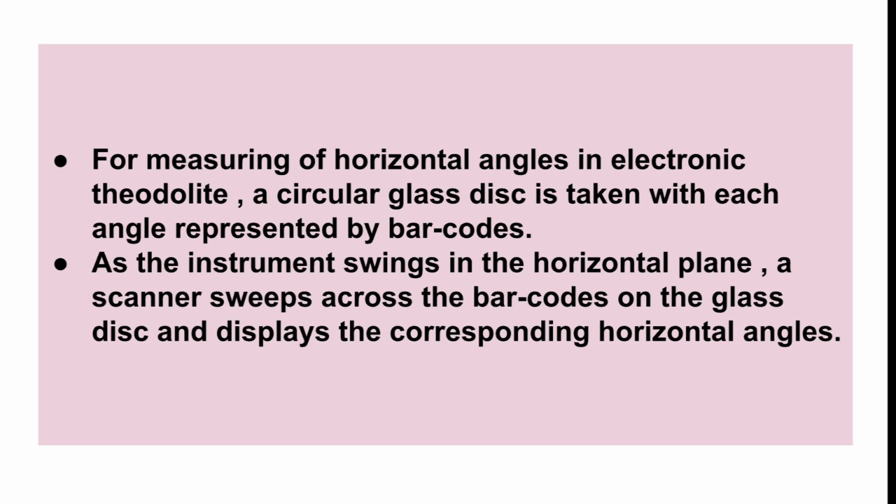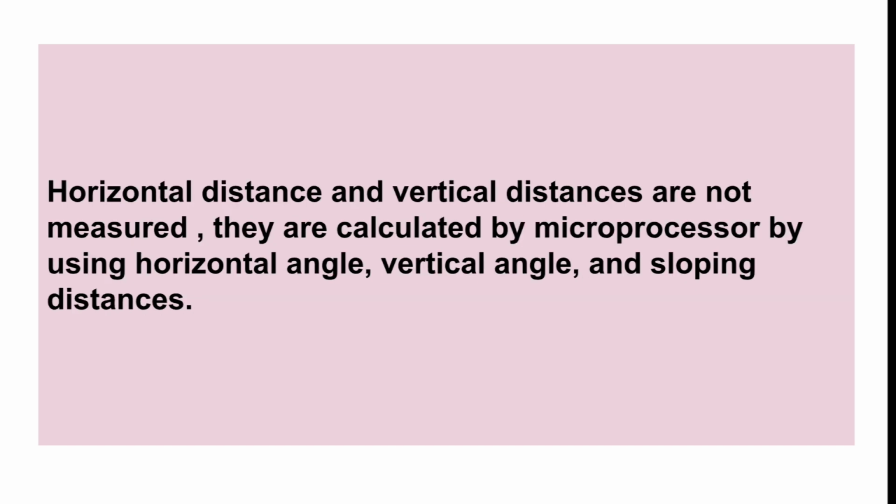So now let us discuss how horizontal distance and vertical distance are actually not measured by the total station. They are calculated by the microprocessor by using the horizontal angle, vertical angle and sloping distance.